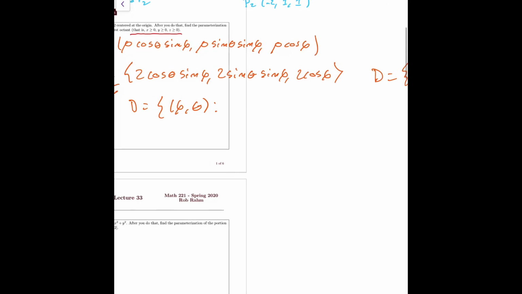So what about phi? Let me try to draw a very bad diagram of what's going on here. Let's say this is the x-axis and this is the z-axis. The x-axis could also be the y-axis. This is the sphere, and this here is the angle that phi makes. So we want phi to go from here to here, that is from 0 to pi over 2.